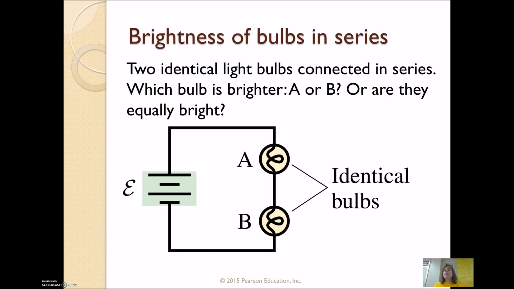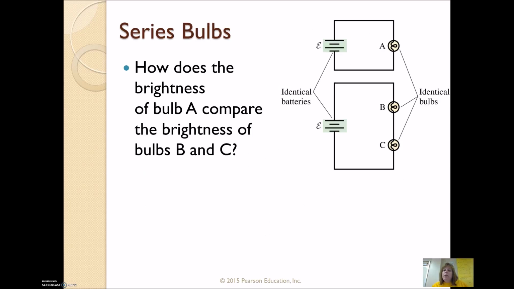But what if we put them in series? If I put them in series, which bulb is brighter? Is it A because it's closer to the positive terminal of the battery? Is it B, or are they the same? In fact, what if we compare one bulb by itself with the battery to two bulbs in series with each other? What do you think? Well, let's go to the video and take a look.